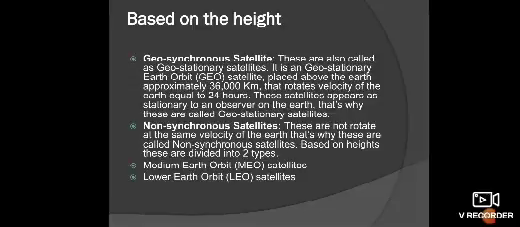Okay, so a geosynchronous satellite is also called a geostationary satellite. In this, the satellite is placed above the earth at approximately 36,000 kilometers, and it rotates with the same velocity as the earth, that is, 24 hours.